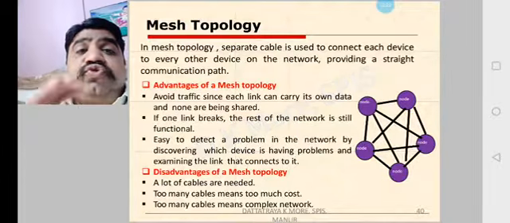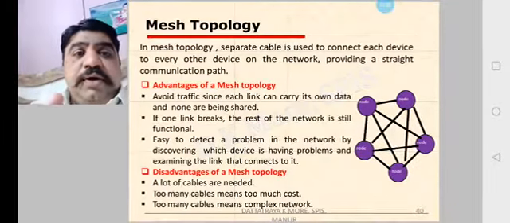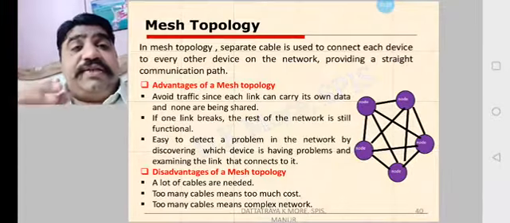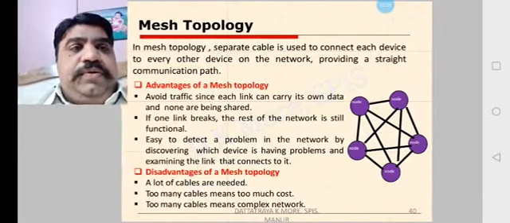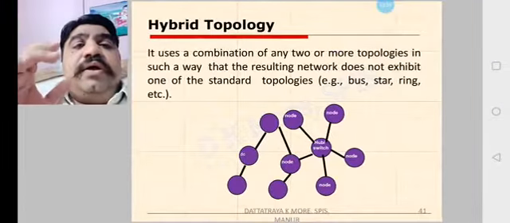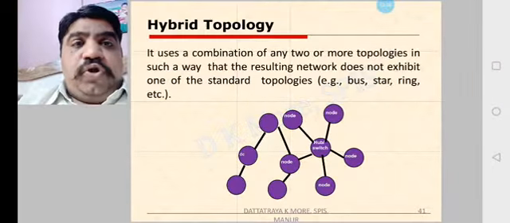Too many cables means too much cost. Obviously, too many cables also means a complex network. It is very difficult to identify faults and difficult to set up. Let's move ahead. The last one is hybrid topology.